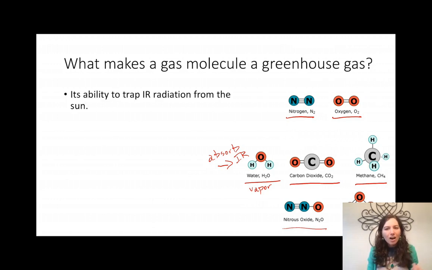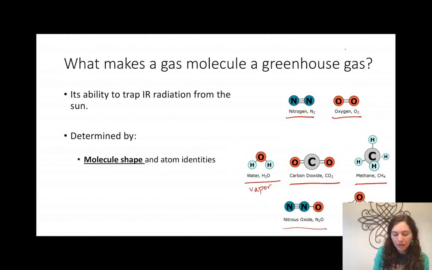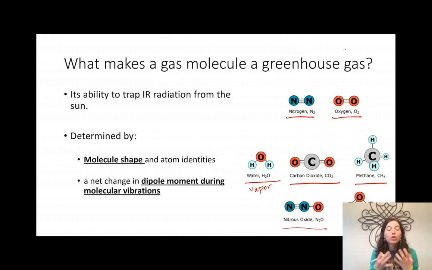So what causes some molecules to be able to do this and other ones not? The reason is that this is determined by the molecular shape and the atoms inside of the molecules. Specific things like the charges on these atoms allow it to have a specific frequency. We're going to talk about something called dipoles in the next chapter. A net change in dipole moment during a molecular vibration is what allows it to absorb certain frequencies of electromagnetic radiation.